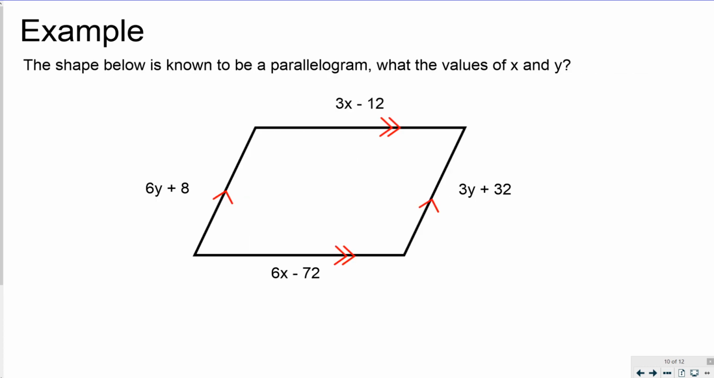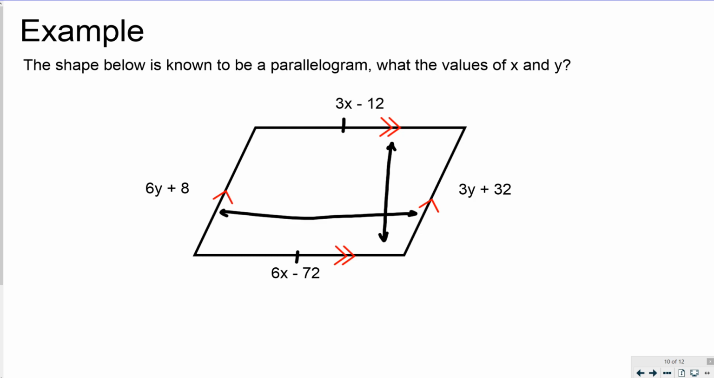Okay, the shape below is known to be a parallelogram. What are the values of x and y? So if I know that to be true, one of the properties of parallelograms states that the opposite sides are congruent. So I know that these two sides are congruent. And then I'm going to draw all the way across. These two sides are also congruent. So if sides are congruent, I can write their equivalent expressions as being equal to each other.